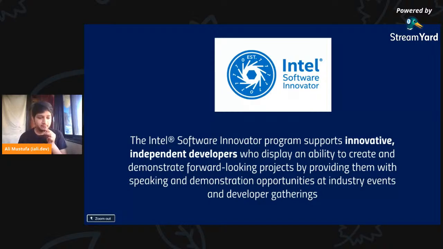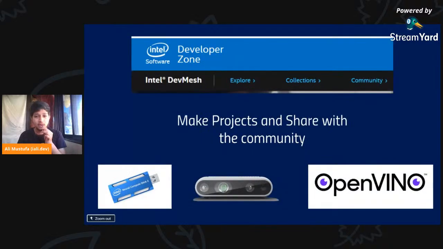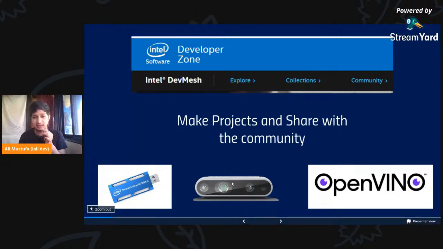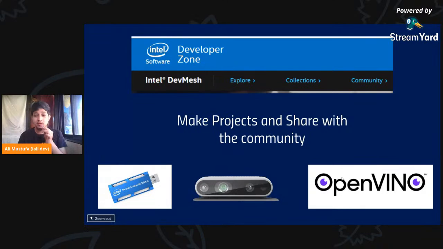And this is where we, as Intel software innovators, come into place, and the corporation provides us hardware and support. We as independent developers or innovators use that hardware and support and develop some amazing applications. I used a lot of Intel tools, which include the Neural Compute Stick, a camera and the OpenVINO toolkit, which we will discuss later.